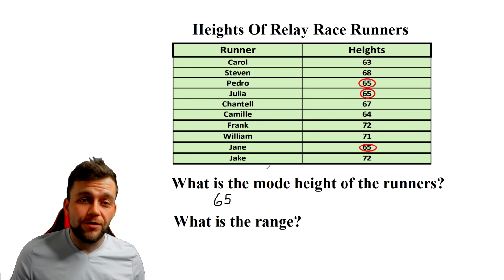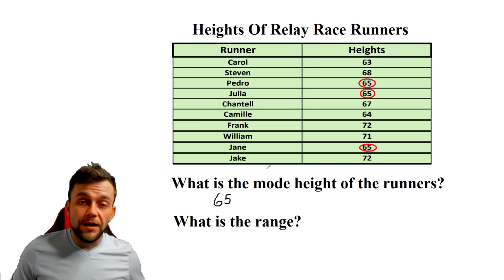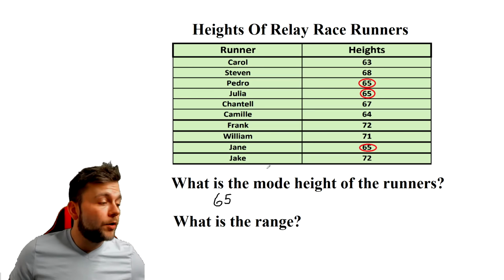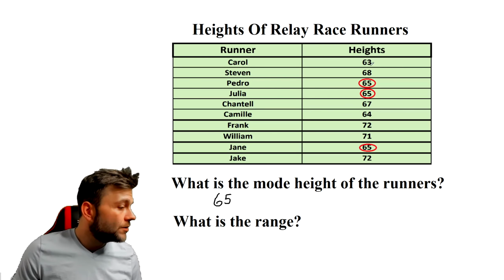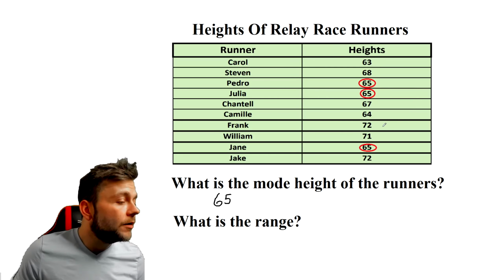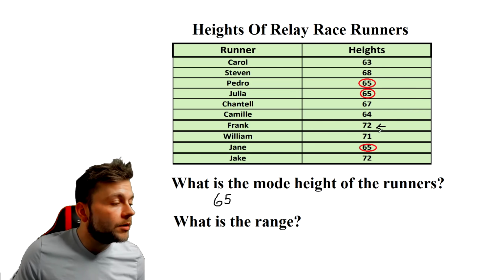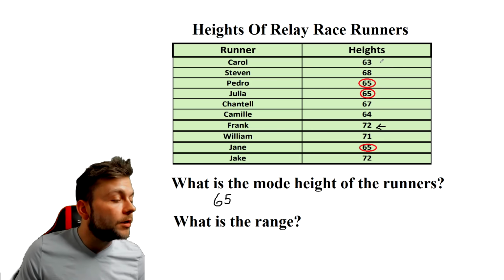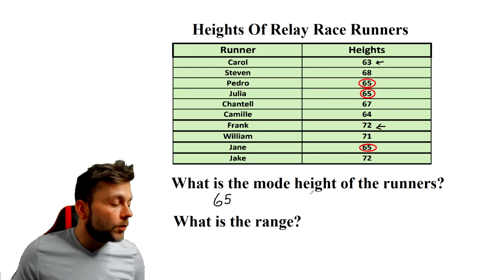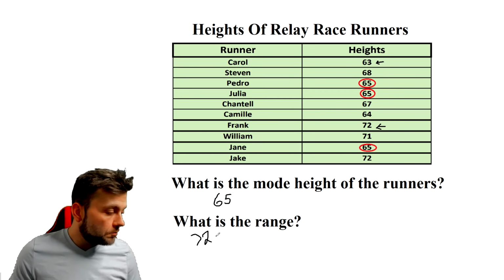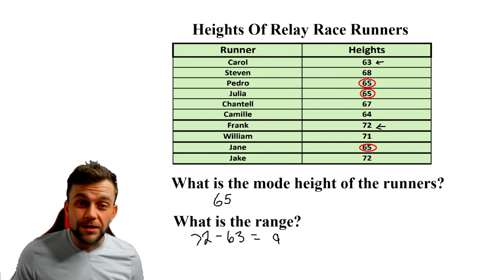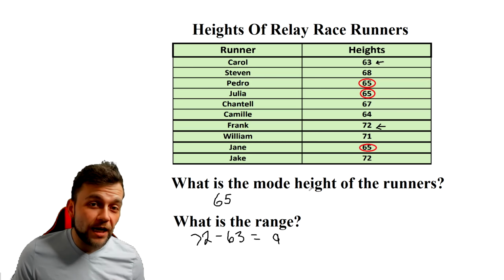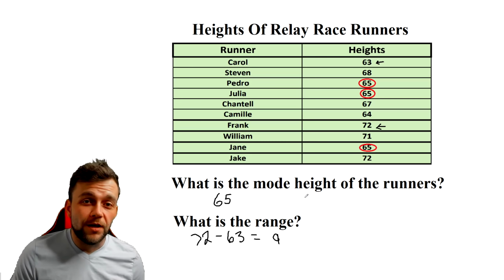So what is the range? For the range of heights, I see that the greatest height out of all of the runners is 72. And what is the lowest height? Well, the lowest height looks like it is 63. So we have to do 72 minus 63, and that is going to equal 9. So the mode is 65, and the range is 9. Not too bad for this type of thing, right?